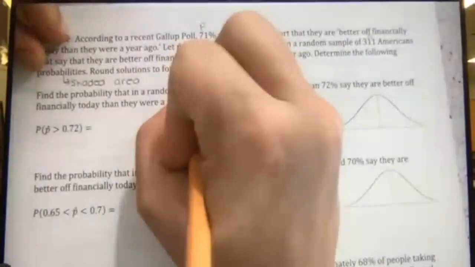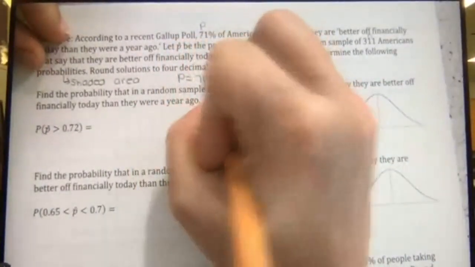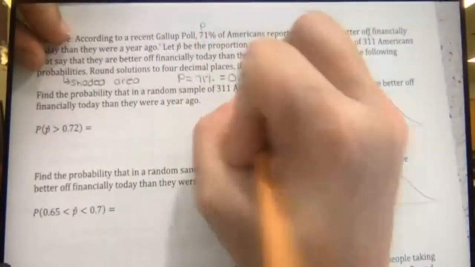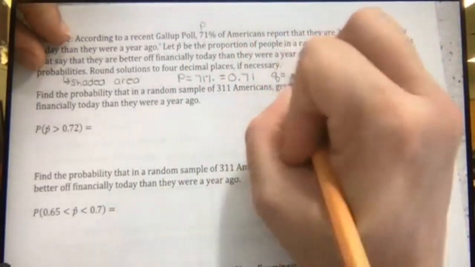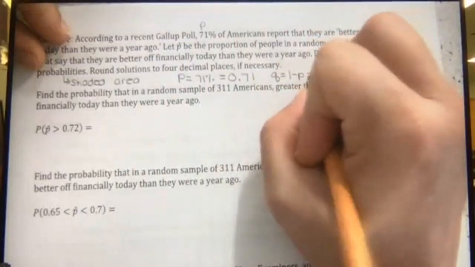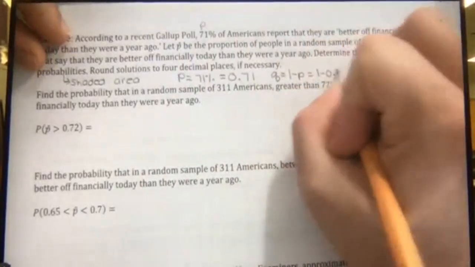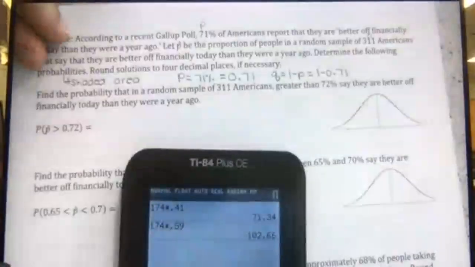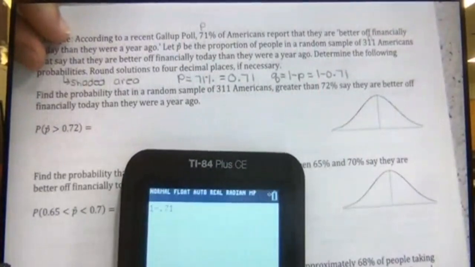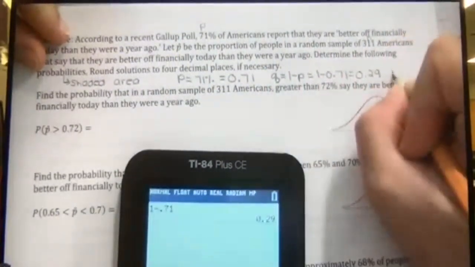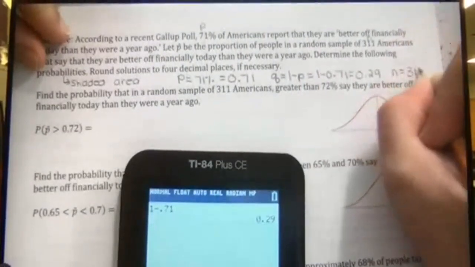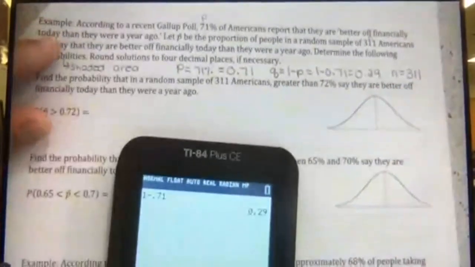So let me write down what they give us. They tell us our p-value is 71%. Moving our decimal 2 places to the left, which is 0.71. Just by knowing this, we know our q value because q is 1 minus p, so 1 minus 0.71 will give us 0.29. And we know our n value is 311. That's all we need.